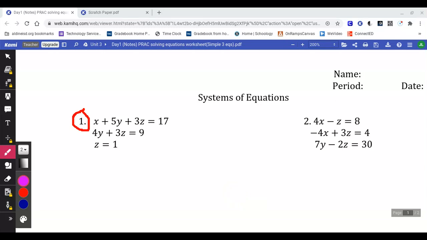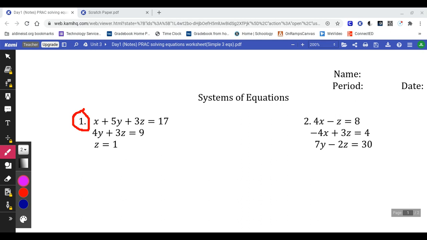Hello and welcome. So today we're going to be starting our unit on systems of equations. So basically what that means is we're going to be given a set of equations with a different number of variables. And so our job is to figure out a set of numbers that works for those variables that makes all of the equations we were given true at the same time.